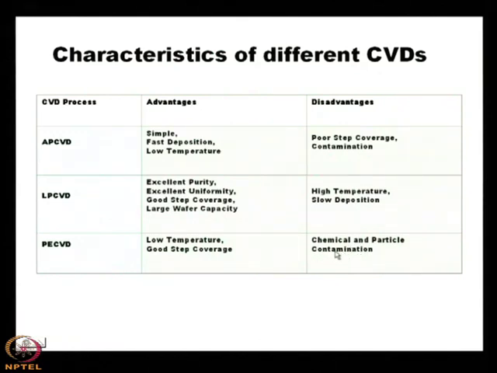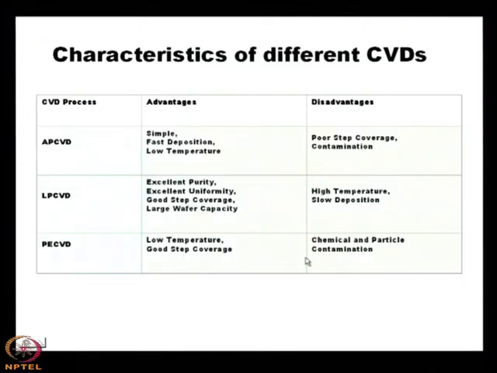Why? Because for making the plasma you have to use some gas. So, the chemical and particle contamination will be there. Now, what is plasma? Do you know what is plasma? Plasma is the fourth state of matter: solid, liquid, gas and plasma.